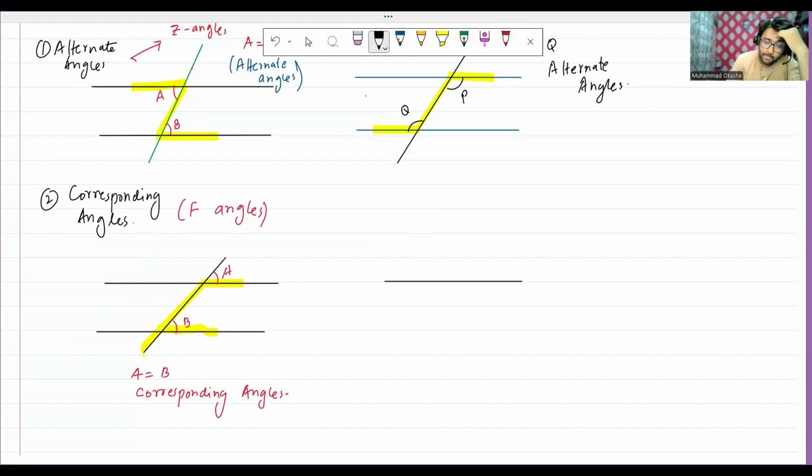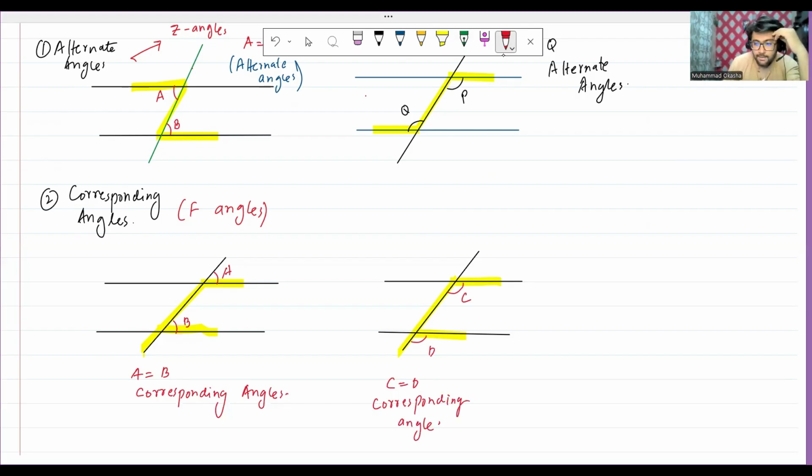Similarly, on the same parallel lines, if I were to make another F, there's an F. Just like the angle above is equal to the angle above, similarly, the angle below is equal to the angle below. C and D, they're also corresponding angles. C equals D.